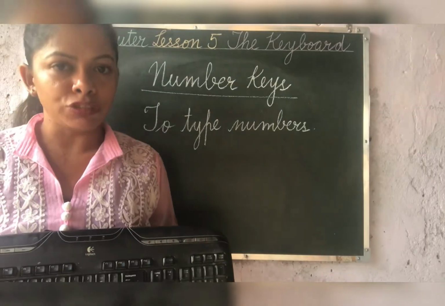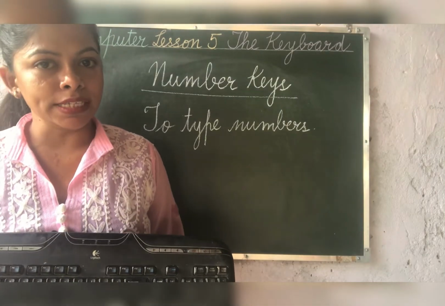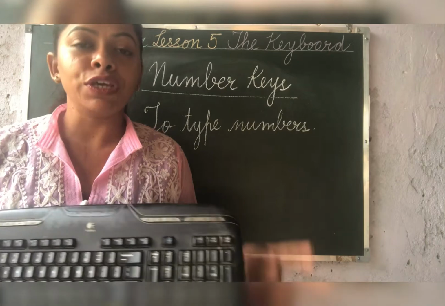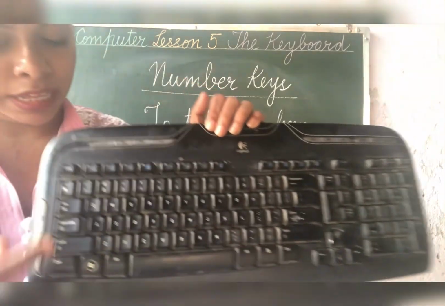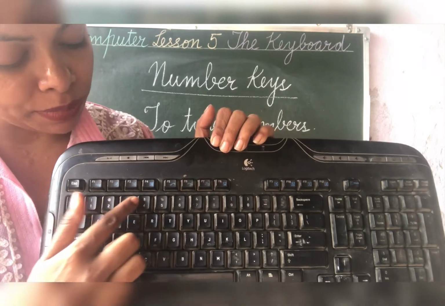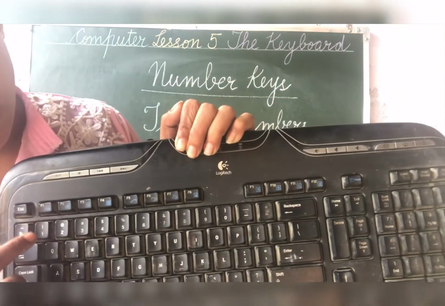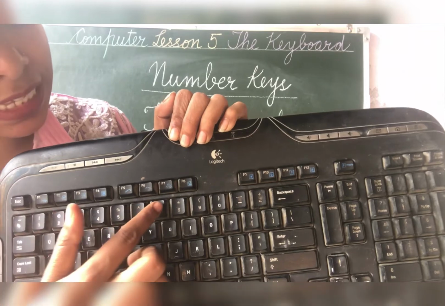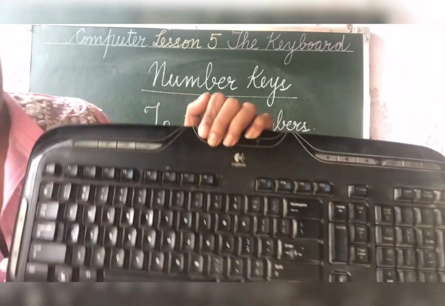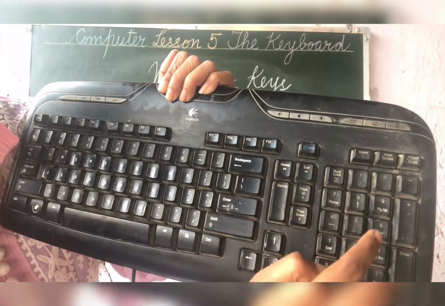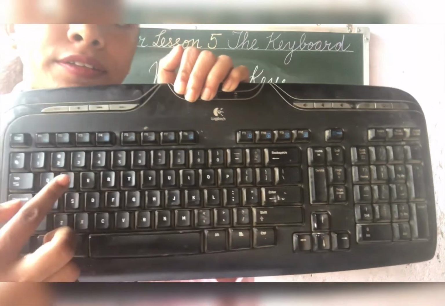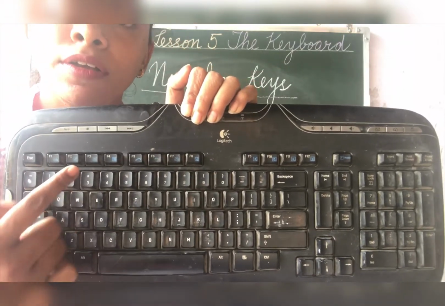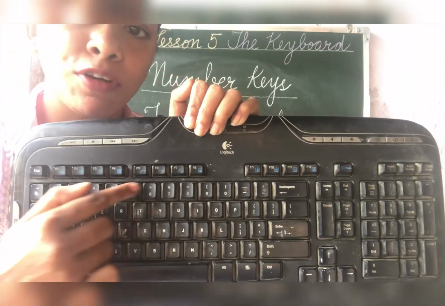Okay. Now children, let us study about number keys. Why do we use number keys? We use number keys to type numbers. Now see children, the first line, here numbers are mentioned. You see 1, 2, 3, 4, 5, 6, 7, 8, 9 and 0. And here also numbers are mentioned, that is 9, 8, 7, 6, 5, 4, 3, 2, 1 and 0. So you can type numbers with the help of these number keys.